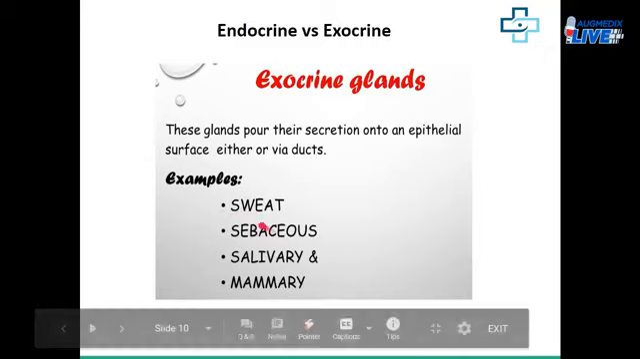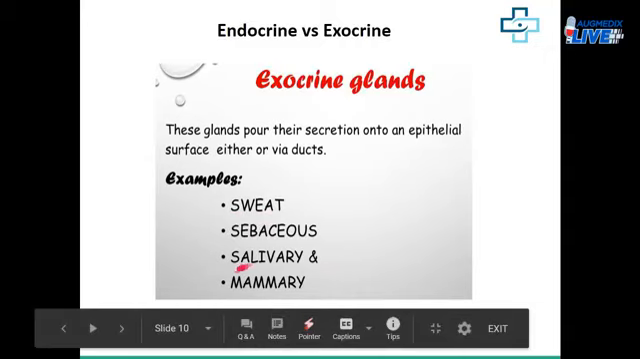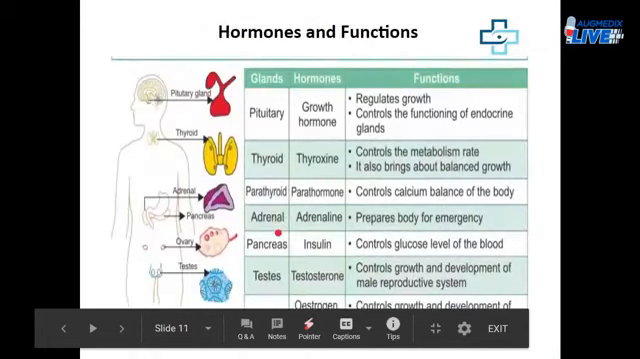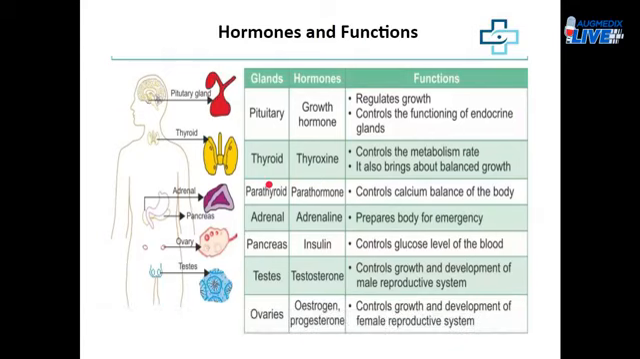Now these are the examples: sweat gland, sebaceous, salivary, and mammary. There are other examples as well, which is pancreas, then tear gland. Okay, gastric glands. There are a lot of examples. But for pre-ST, you just have to focus on this few. Then the next slide: hormones and functions.